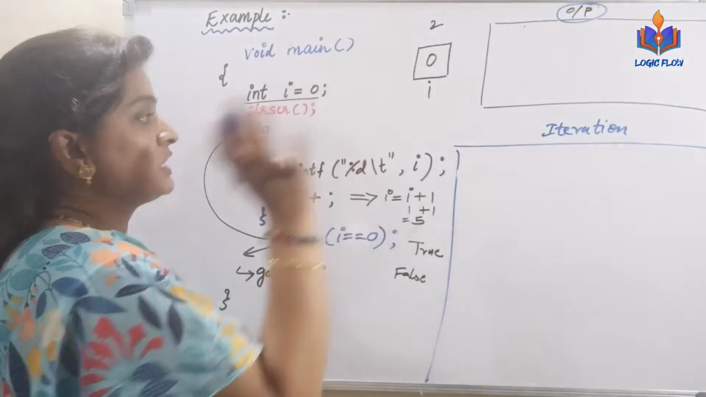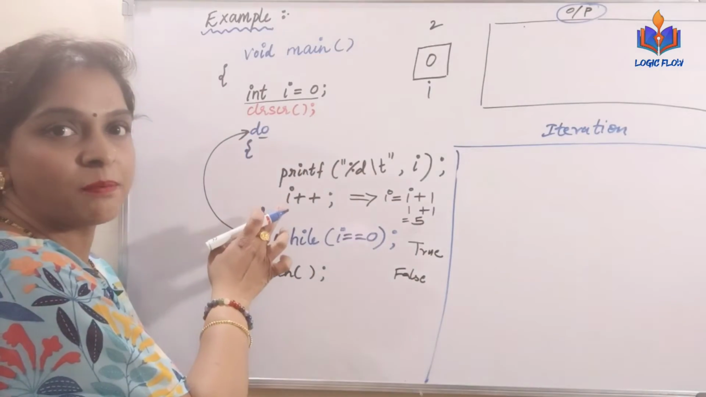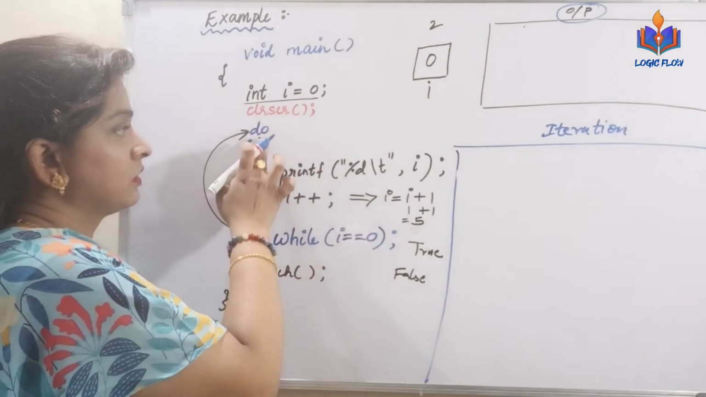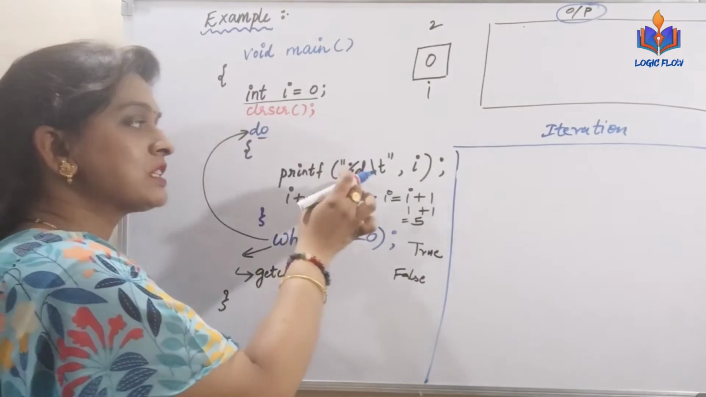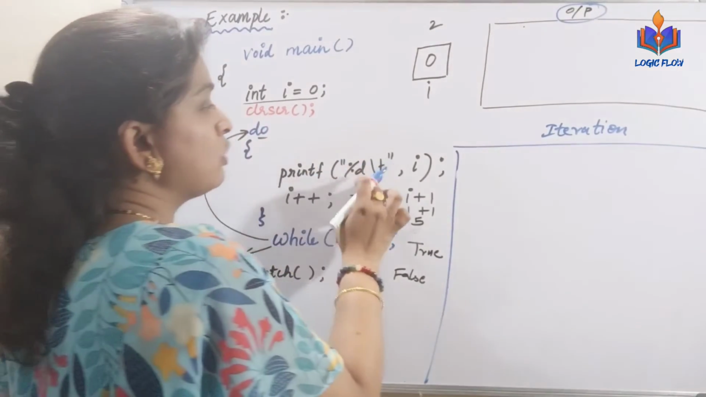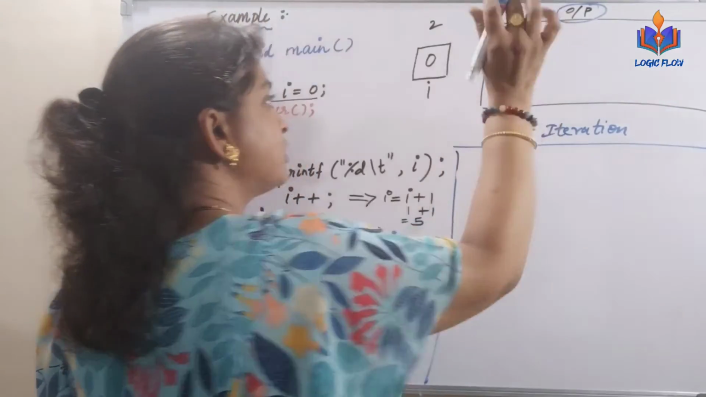i equal to 0. Print. Do tells the compiler to do the statement. So as soon as the compiler encounters this do, it will simply do the statement. Print the value of i. So what is the value of i? It is 0. So in my output I got 0.